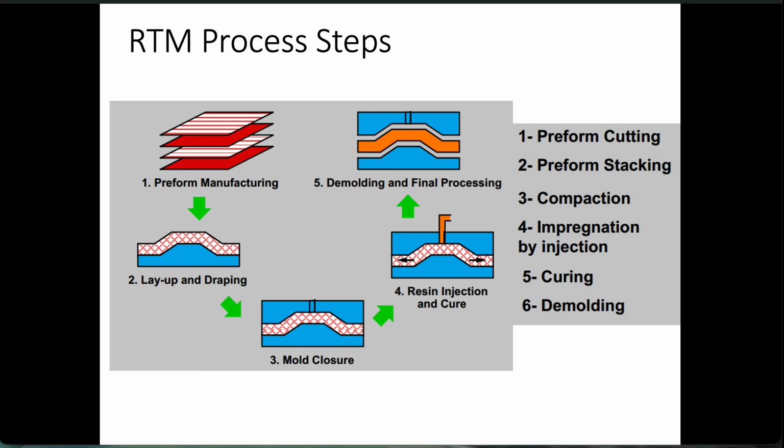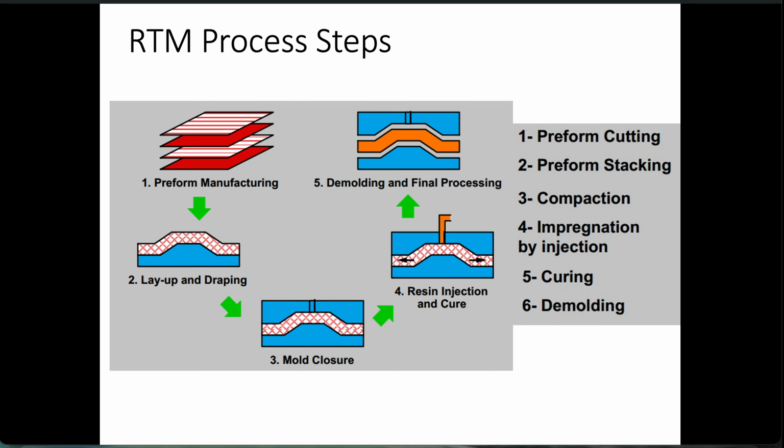Resin transfer molding takes this process up a little bit. Essentially, you have to cut your preform and stack your preform first. We haven't added any resin to this whole thing. Then you compact your fiber. When you compact your fiber, you add resin to your system, and the resin can go out from these outlets. Then we let it cure and remove the mold. This is how you do resin transfer molding.